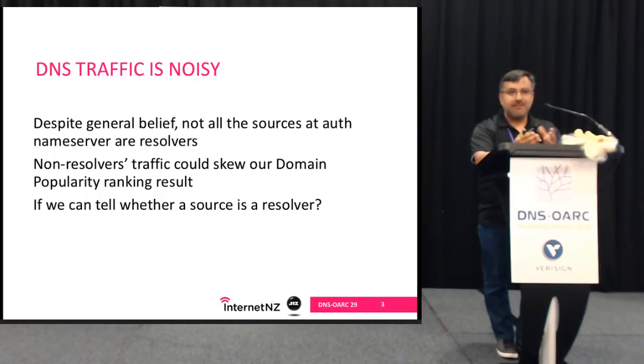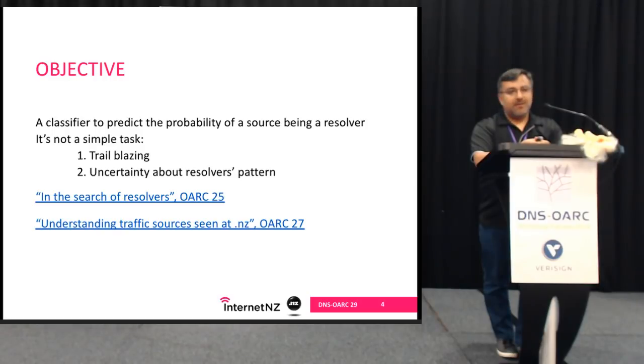In our particular case, as we develop a domain popularity ranking using DNS traffic, we don't want to include non-resolvers in that calculation. So we picked up the challenge of finding out which source address in the traffic is a resolver. The objective, described in one line, is a classifier that will tell you with certain probability if a source address, based on certain patterns, is a resolver or not. One line, 2 years of work.